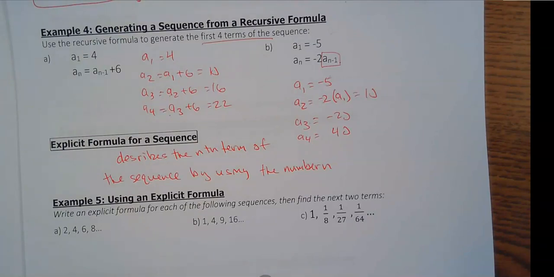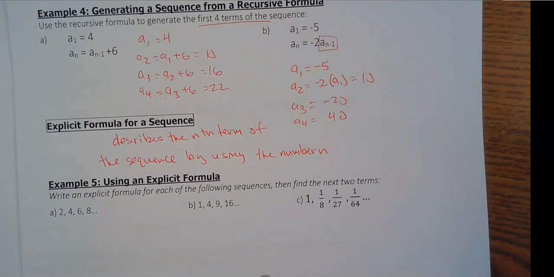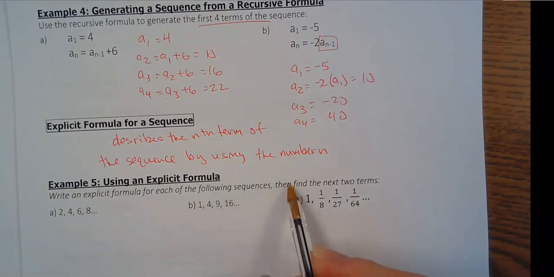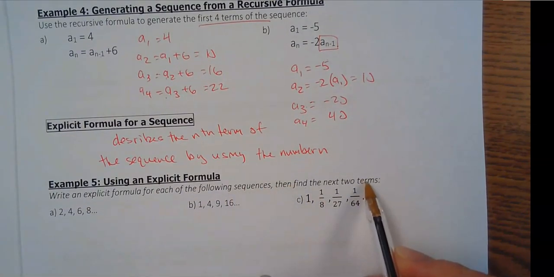So if I want the 5th term, I'm going to use the number 5 to somehow find it. If I want the 112th term, I'm going to use the number 112 to find that number, like multiply by 5 and add 2 or something like that. So, writing an explicit formula for each sequence, and then finding the next 2 terms.